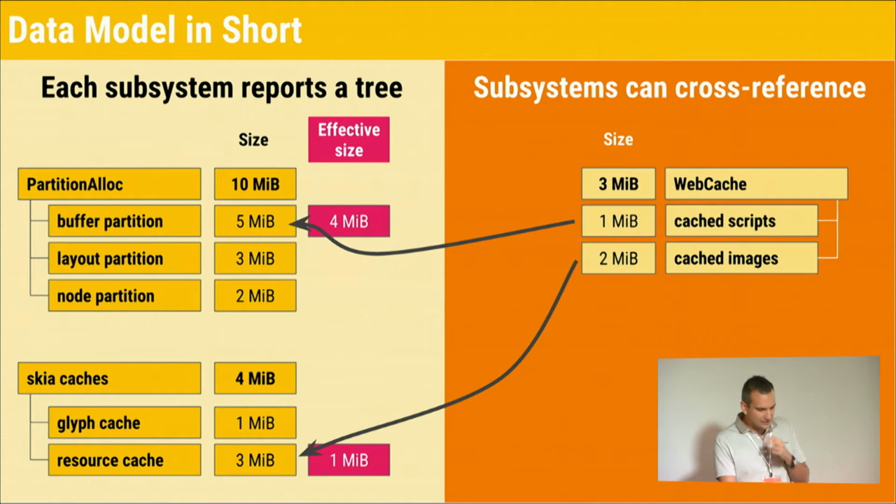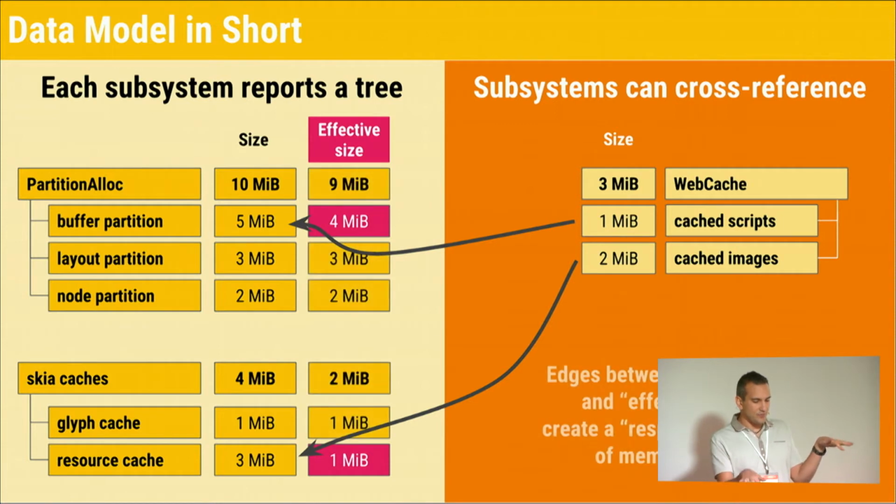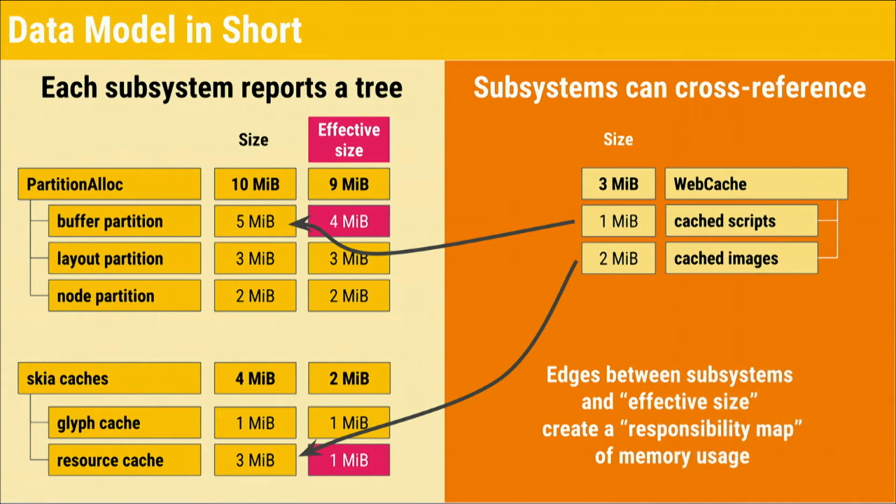And you will see in the demos that there is something called, inside the trace, the effective sizes, which is essentially a way to express the relationship between the various subsystems, and keep track in a way that makes sense at the total level. It's a way to create a responsibility map. You can say, this is my status from the partition alloc viewpoint, but at the same time, there is something else which is owning and is responsible for this memory. And there is a way to see this whole graph and show all these relationships.